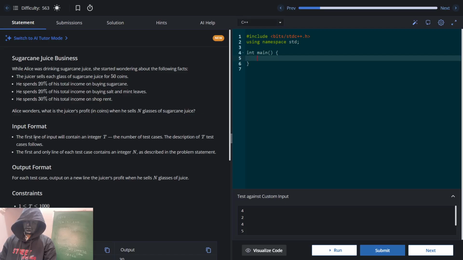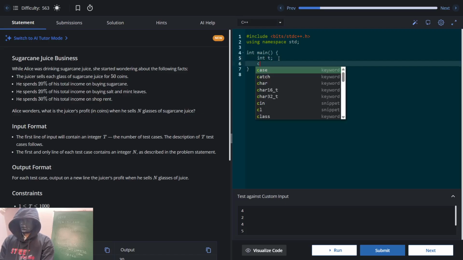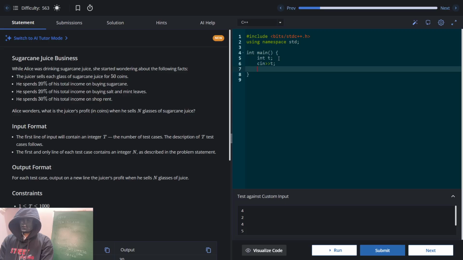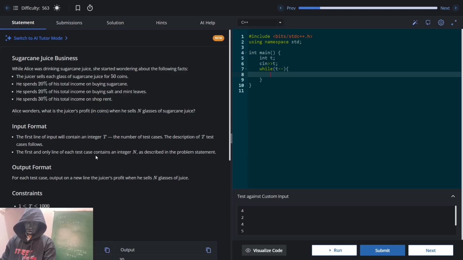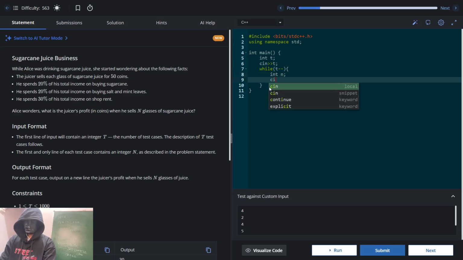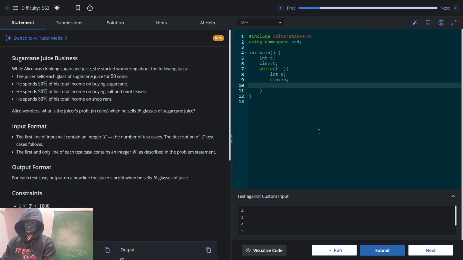They have given that the first line of input will contain an integer t, the number of test cases. Let's take t, and use while t minus minus, which will take care of all the test cases. The first and only line of each test case contains an integer n as described in the problem statement. So let's take n, which is the number of juice glasses sold.